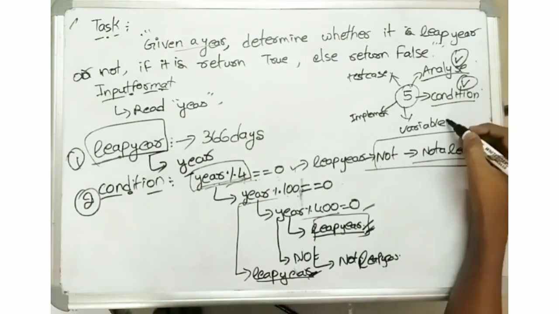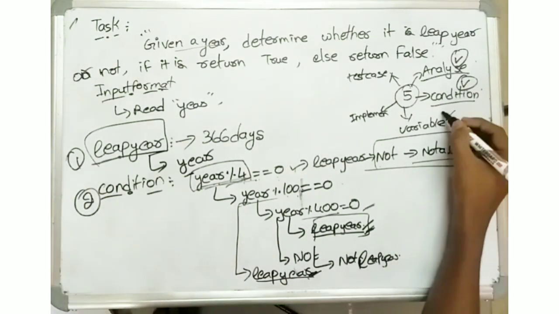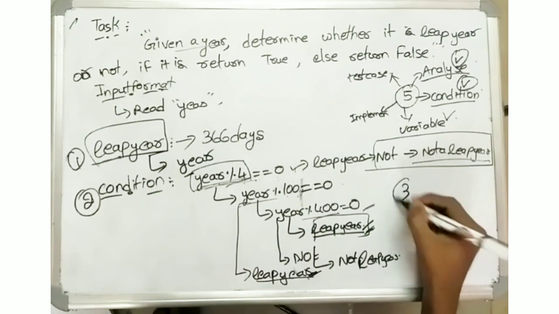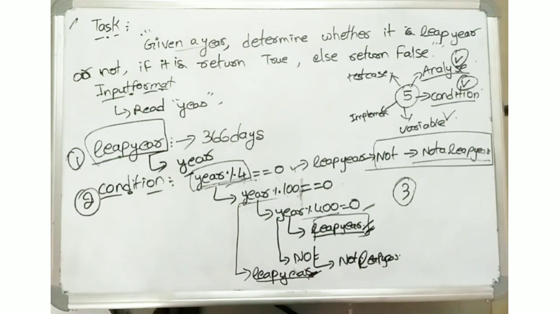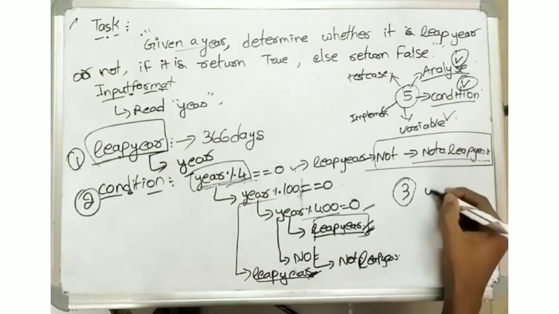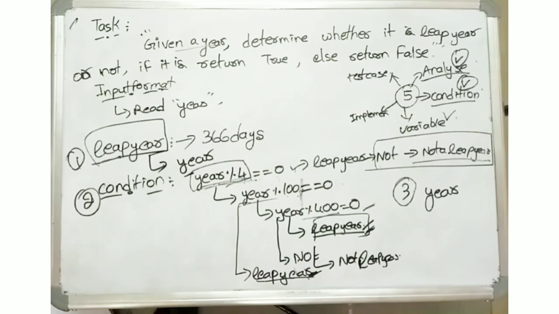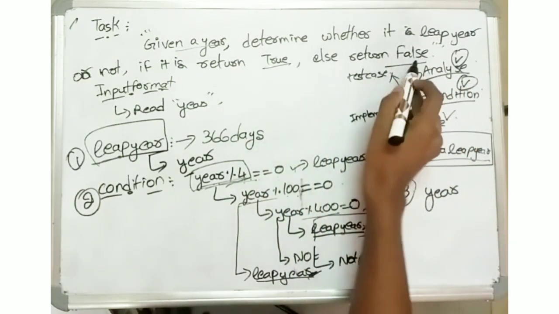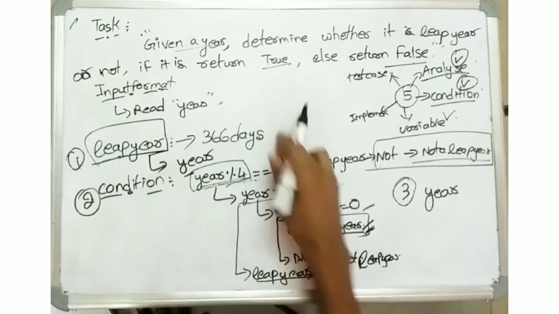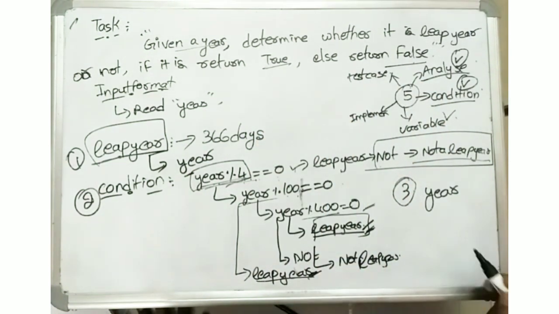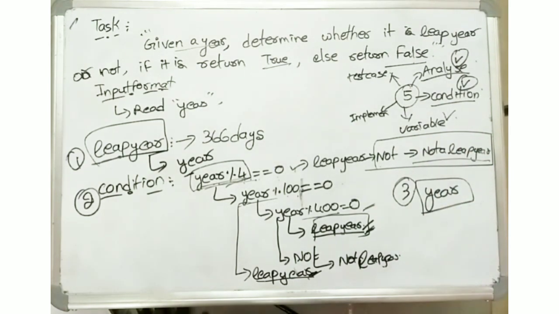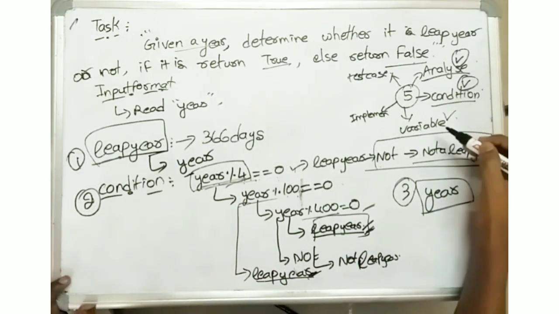Then what is the third? Third phase is collecting variables. Here what we need to do, what are the variables that we require? Only one, which is a year. Year variable is required. They given print true and false. True and false are available in Python, so we do not need to store them. So we need to read a year. So we have only one variable in this task. Okay, we completed the 1, 2, 3 phases.